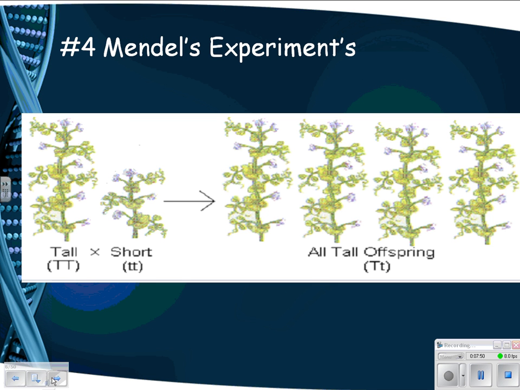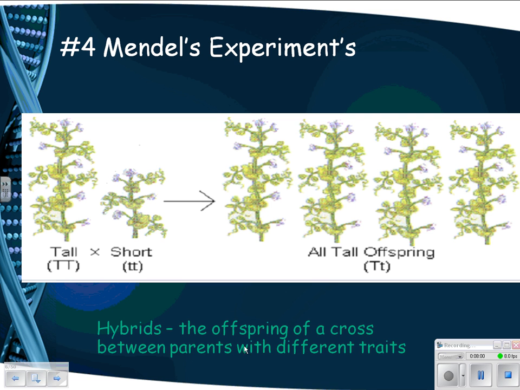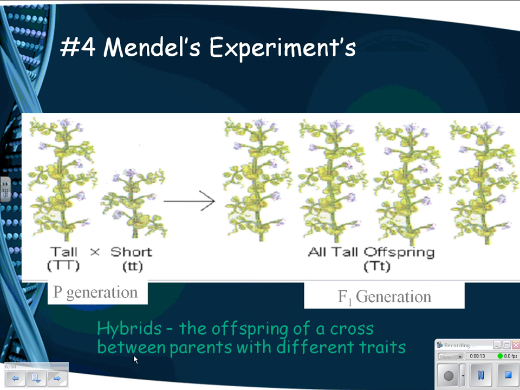So this shows his first experiment. He took a tall plant and he crossed it with a short plant. And notice that all of them came out tall. These are called hybrids, the offspring of a cross between parents of different traits. The P generation is what he called the parents, the parental generation. The offspring were the F1 generation, or the first filial generation.